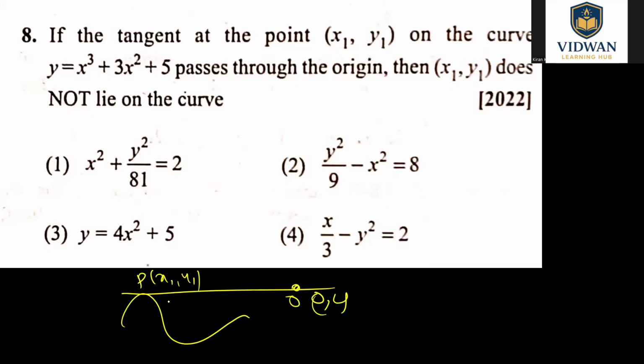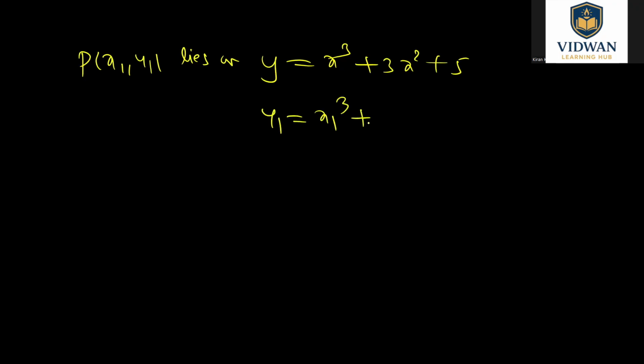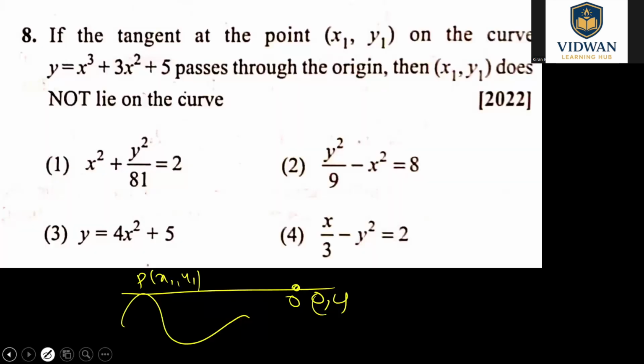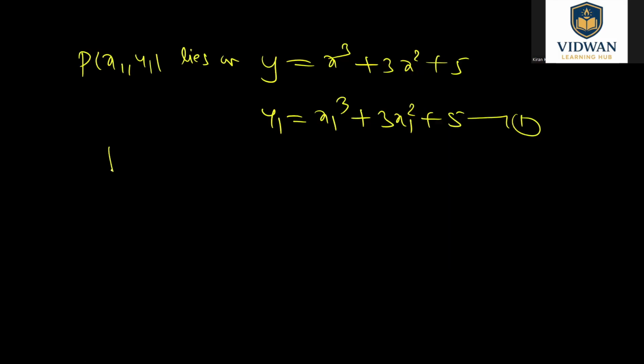So what is the first condition? It lies on the curve. P x1, y1 lies on the curve y equal to x cube plus 3x square plus 5. So one condition that you can write is it satisfies the curve. So y1 equal to x1 cube plus 3x1 square plus 5. Condition 1. The second condition is when you find the derivative at P, you will get tangent slope and that passes through origin. So slope of OP should be equal to derivative at P. So dy by dx at P, x1, y1 should be equal to slope of OP.